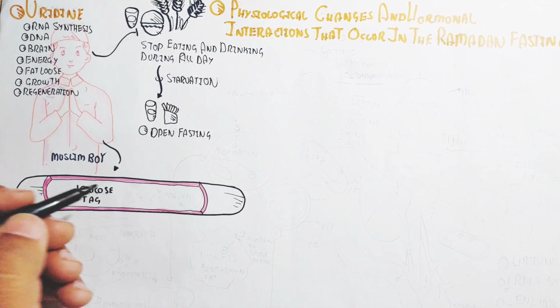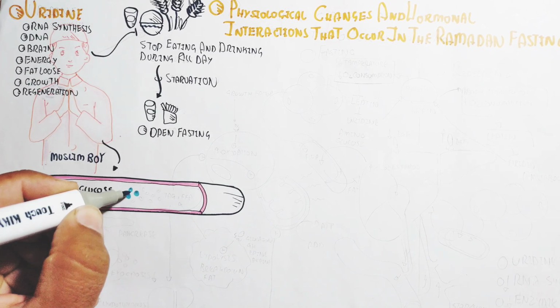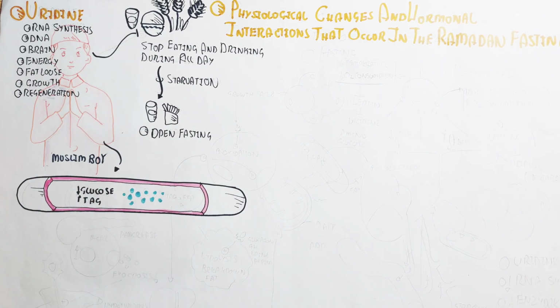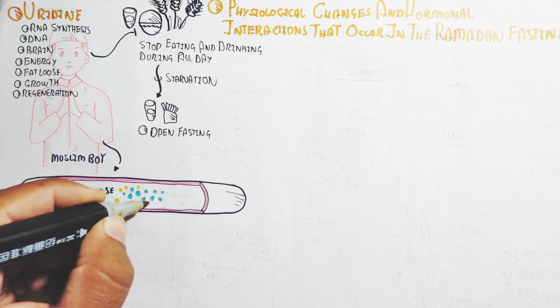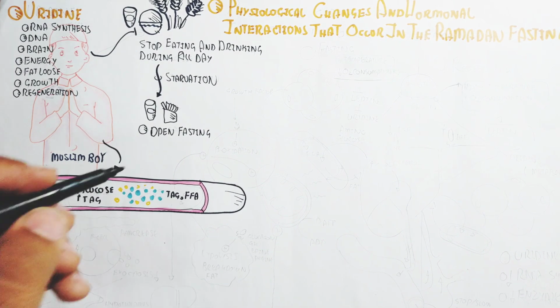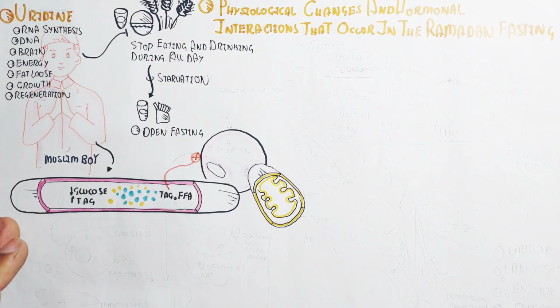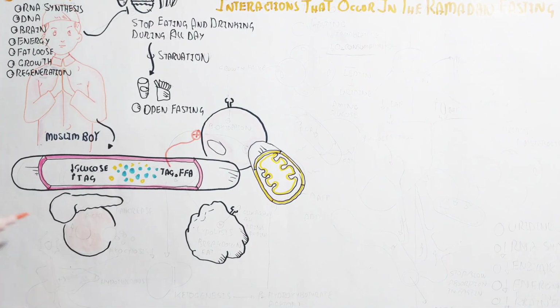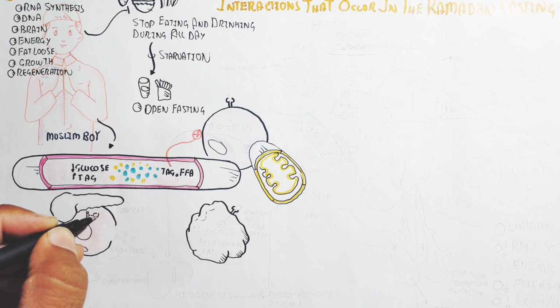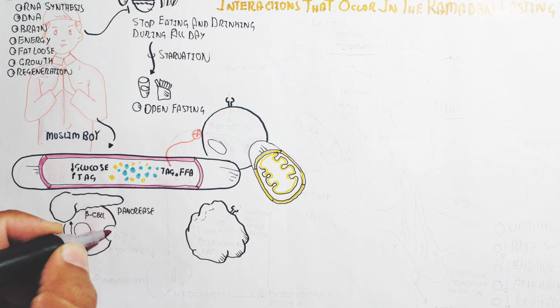This is a Muslim person's blood circulatory system. Glucose and triacylglycerol are basically involved. The triacylglycerol will increase due to lipolysis, while the glucose will decrease due to the restriction of carbohydrate intake. The triacylglycerol and free fatty acid increase in your blood will target several tissues like heart and muscle.